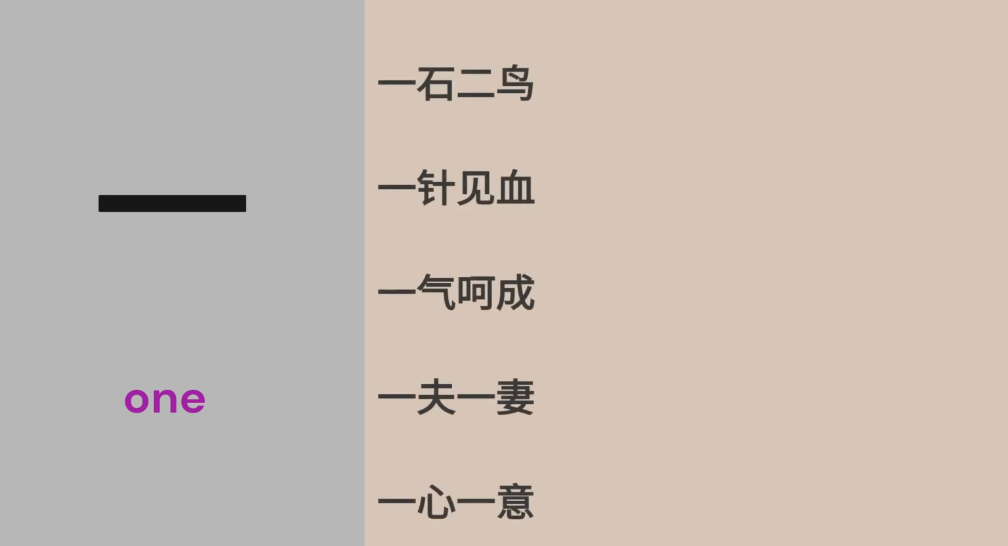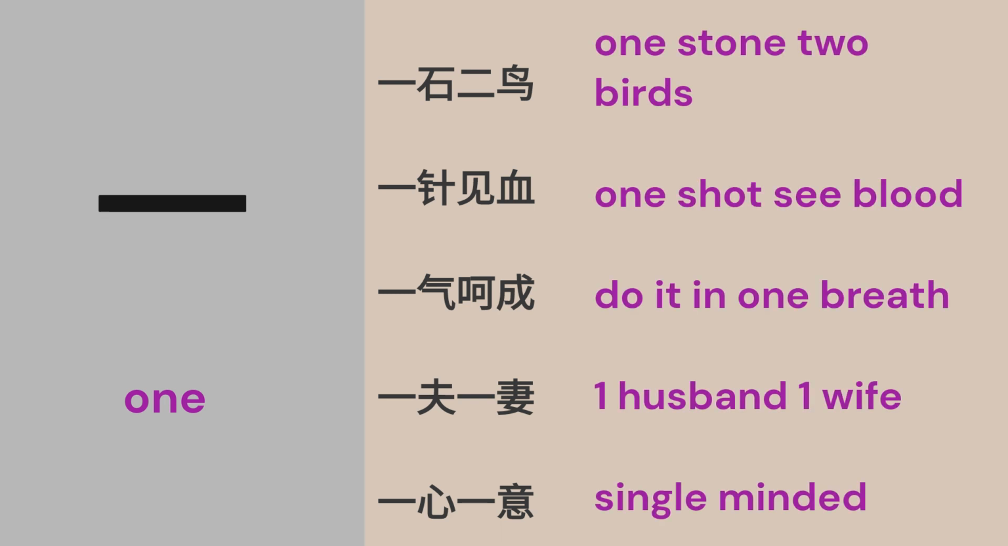Next, 一 sounds as EE in English words such as see, keep, beep. Of course, you can learn it from 一石二鸟、一针见血、一气呵成。A painter draws something with one stroke. 一夫一妻、一心一意。五 The Chinese character 五 meaning 5 sounds the same as OO in good and book in English.